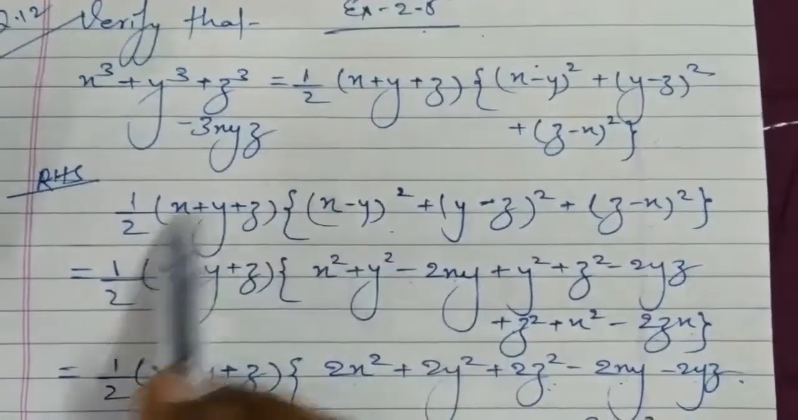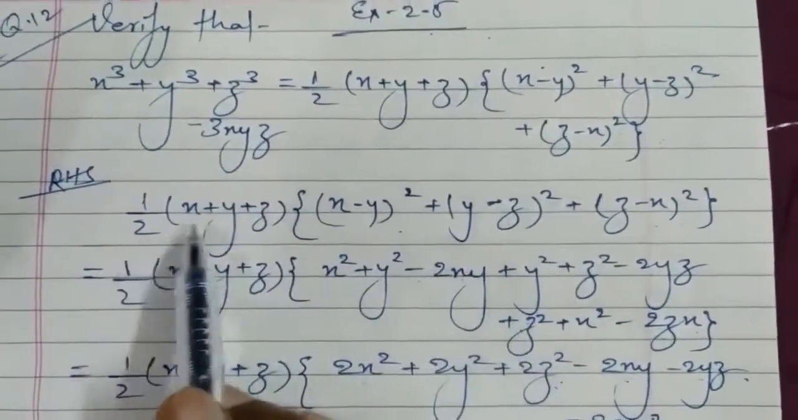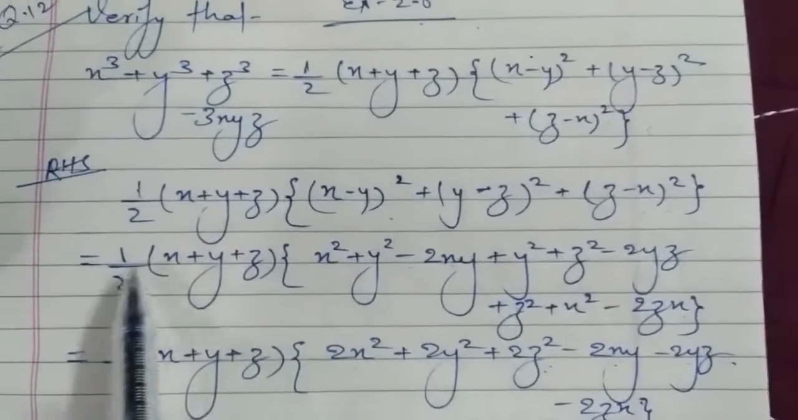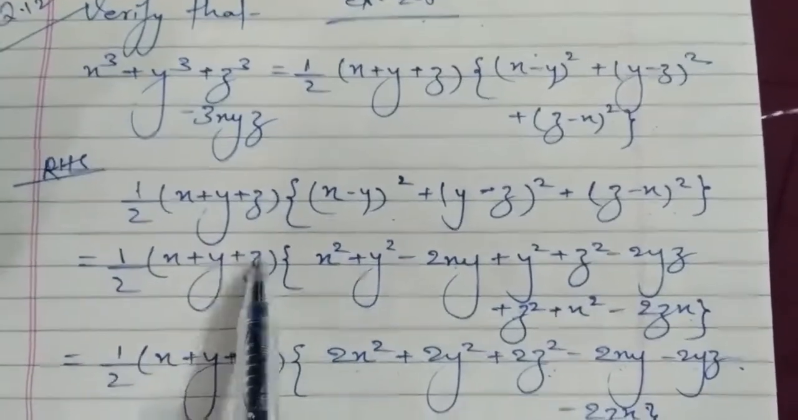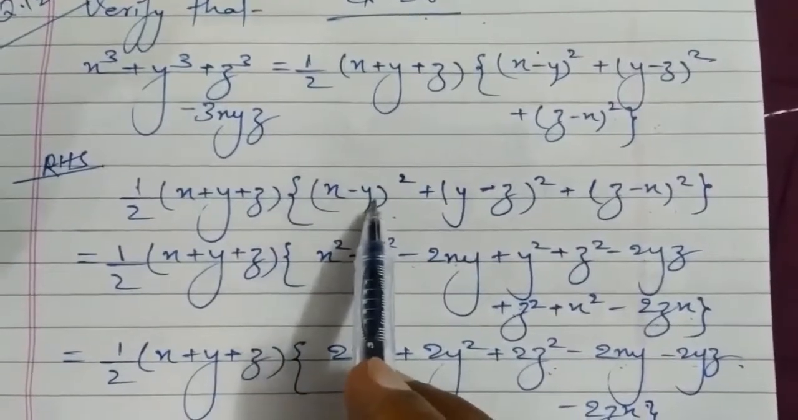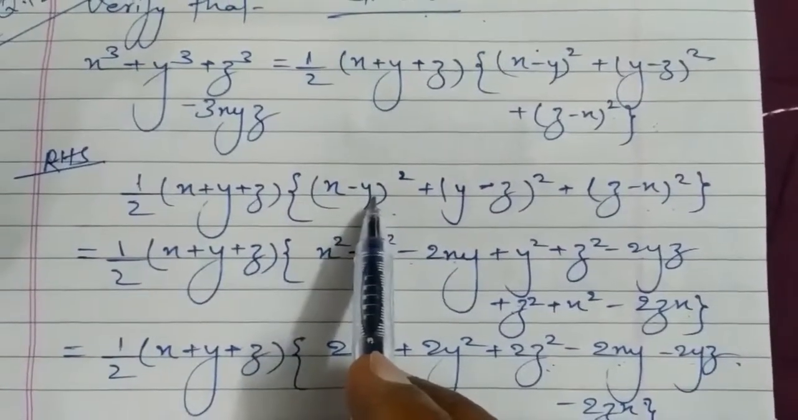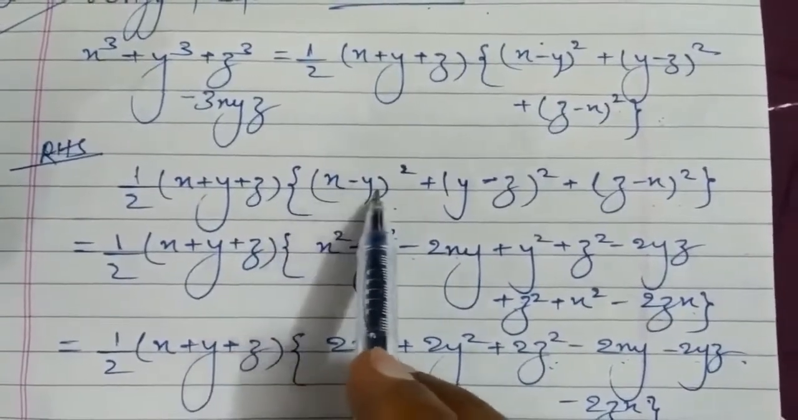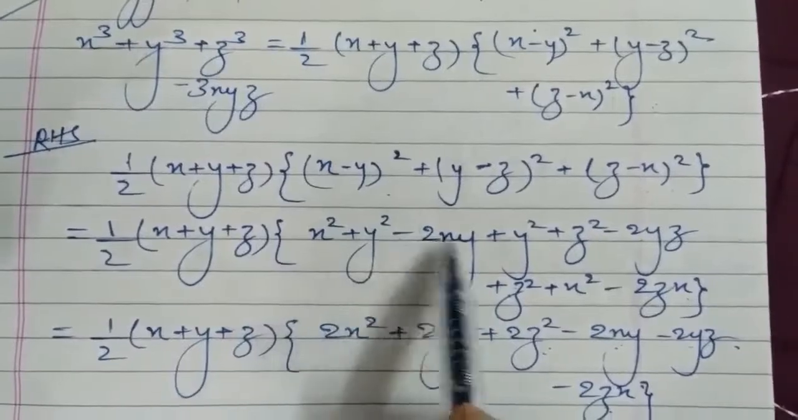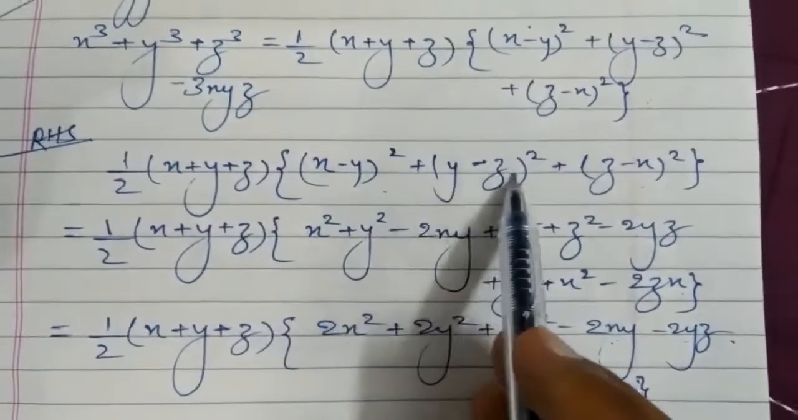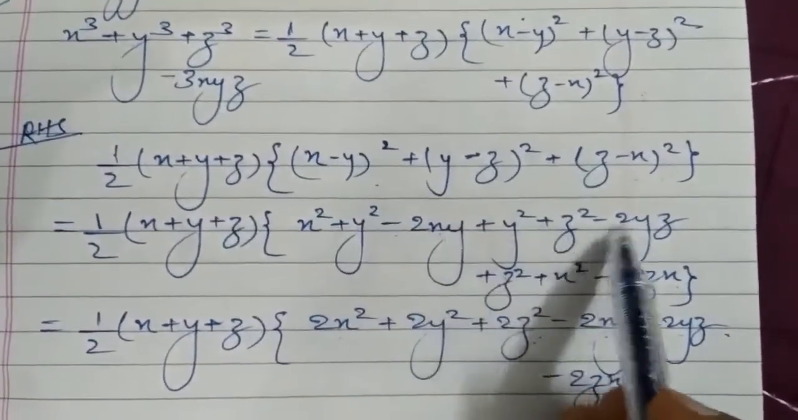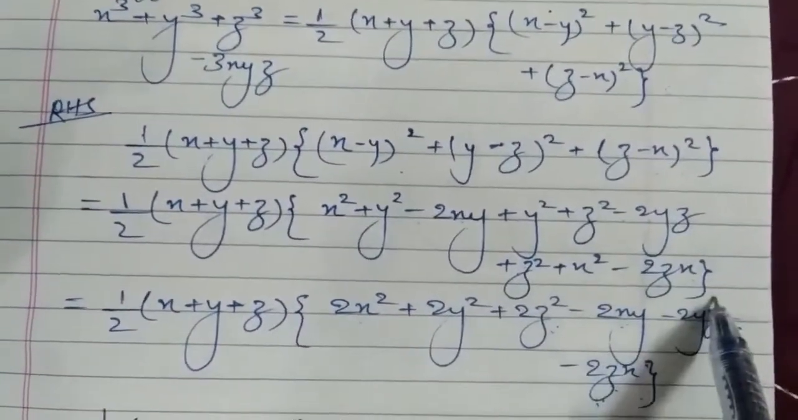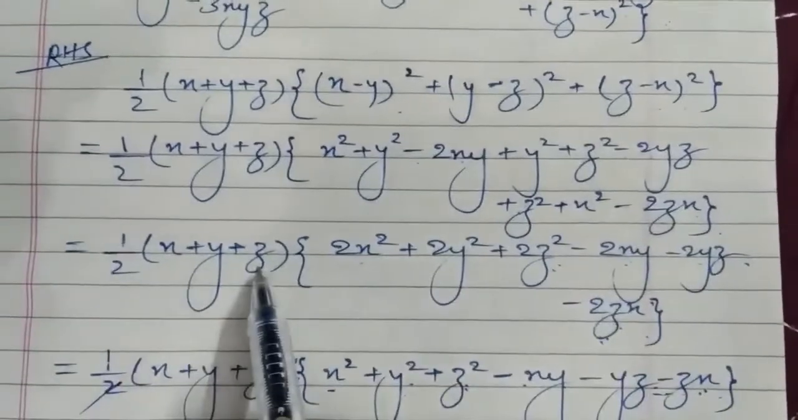So you write down this side here, you get 1 by 2 (x plus y plus z), and this here as it is. Now you are solving it. 1 by 2 (x plus y plus z) same, and here you open the identity (a minus b) whole square equal to a square plus b square minus 2ab. When we open this identity, you will get x square plus y square minus 2xy. Open this bracket, how? y square plus z square minus 2yz. Similarly you will open this, z square plus x square minus 2zx. Fine. 1 by 2 (x plus y plus z) same.